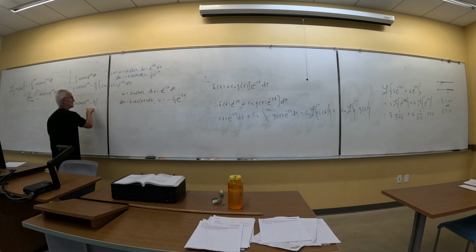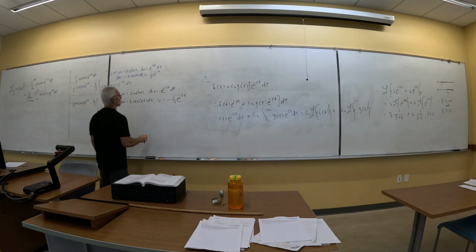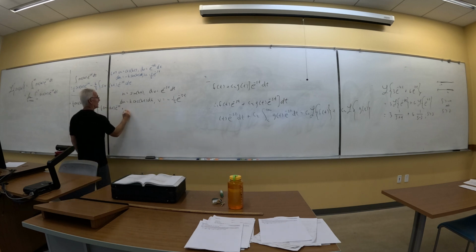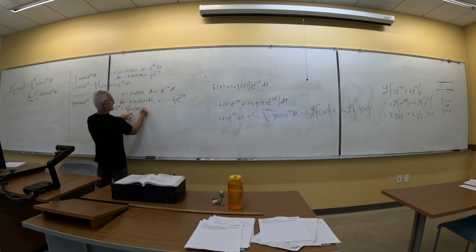This is definitely on the outside. I'll bring this down a little bit. So now, uv, so negative 1 over s sine kt e to the negative st minus the integral of v du. So now that's going to be a plus, isn't it? Plus k over s cosine kt. Where are we? V, integral of v du, so like that. And e to the negative st dt.